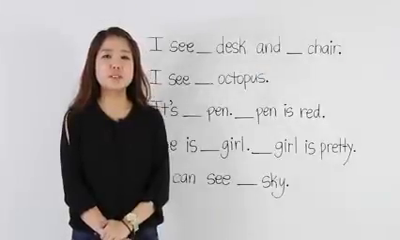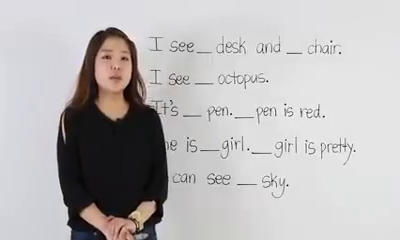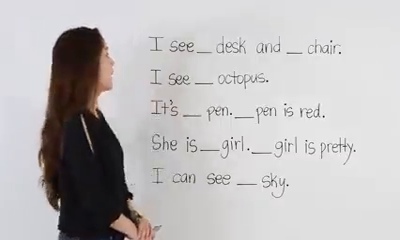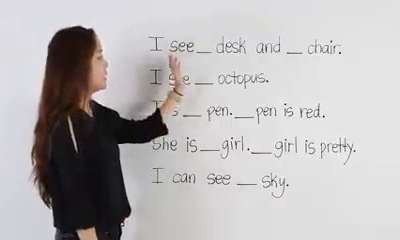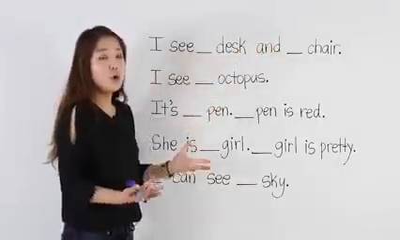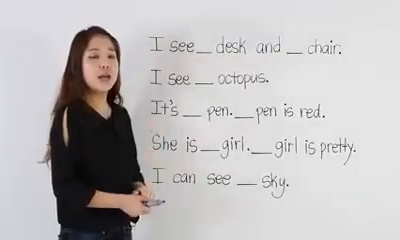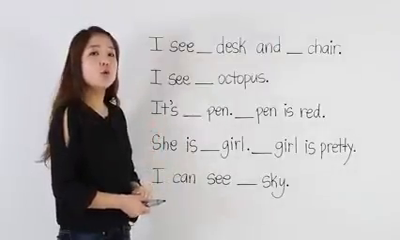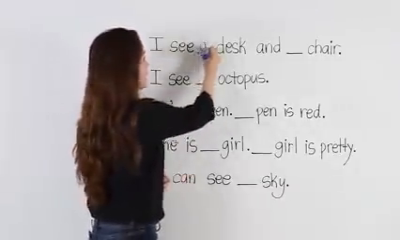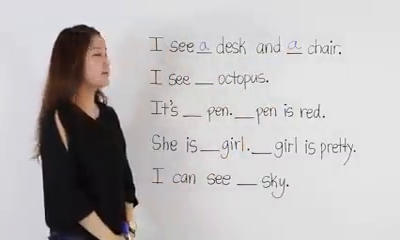Okay, we have some more examples, but this time I want you to think about whether we should put a, an, or the. Okay, so I see desk and chair. We don't know which desk and chair, and it's the first time I'm talking about them. So we have to put a. I see a desk and a chair.